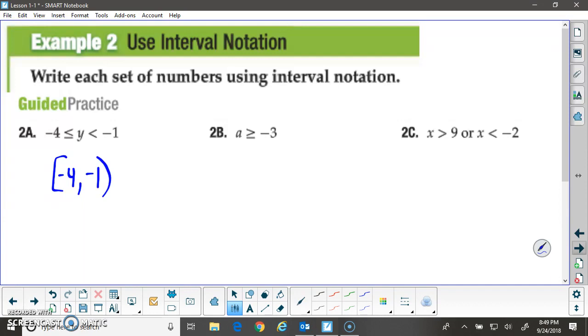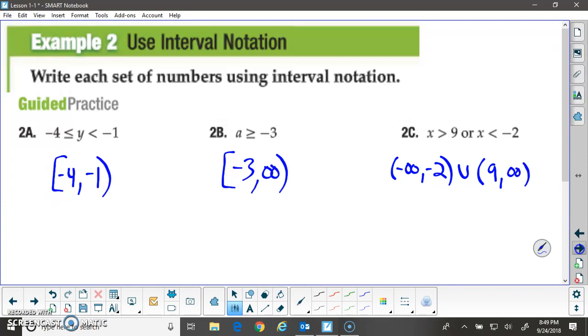Example 2b, all numbers greater than or equal to negative 3. I would need to have a bracket on the negative 3, and it would go to infinity. And then lastly, example 2c, all numbers greater than 9 or numbers less than negative 2. So there's the numbers that are less than negative 2. We would union that with all numbers greater than 9. And that's what your interval notation would look like for example 2c.